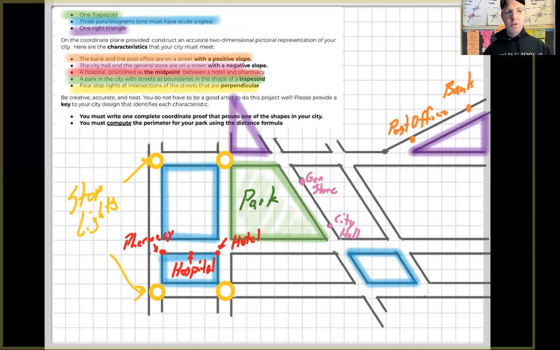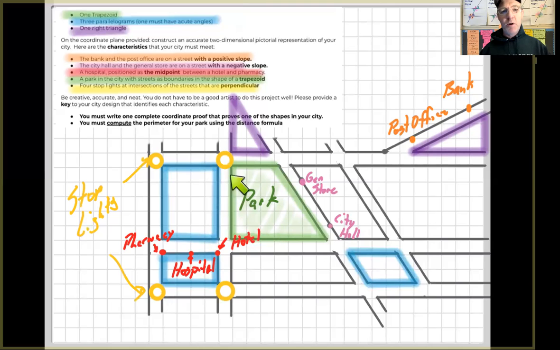You also need to write a coordinate proof, and I'm going to talk about that in 1 second, and you must compute the perimeter of your park. So I'm going to give you some little tips here. So for the park, I like to pick a right trapezoid, a trapezoid with right angles on one side, because then I know I have horizontal and vertical lines, and those are so much easier to calculate the distance, right?